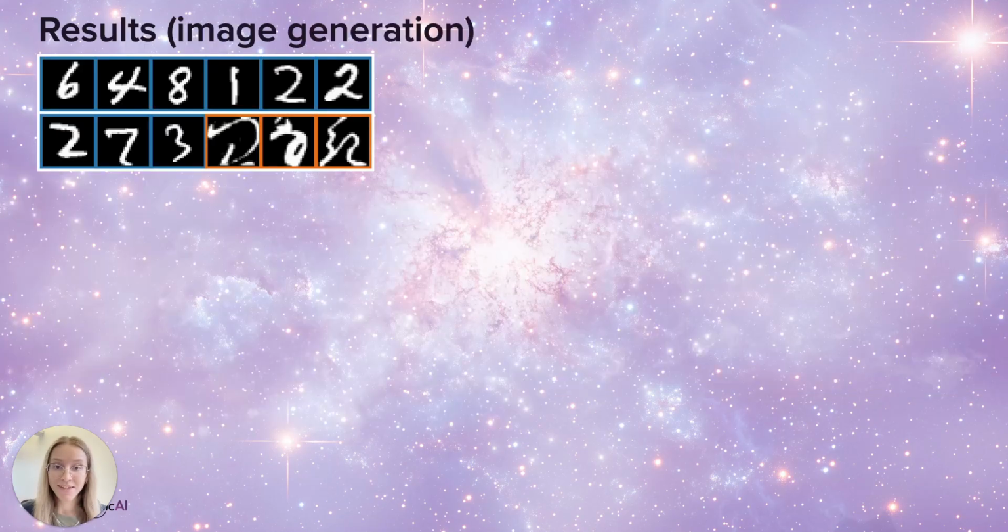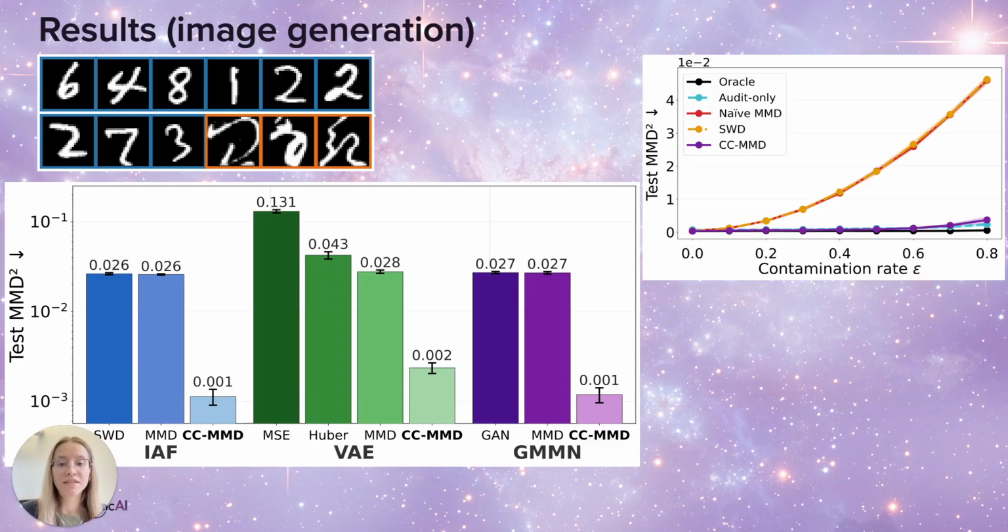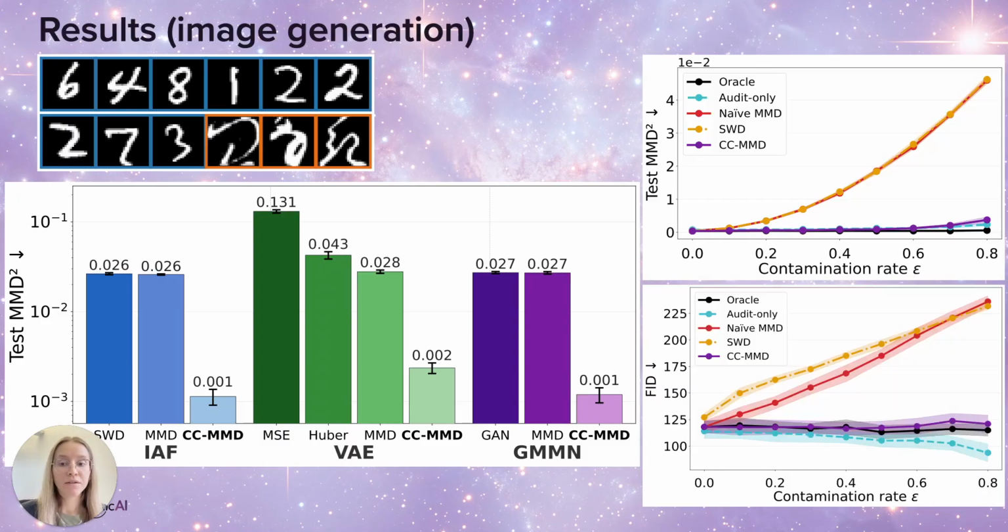In a more demanding task, when CCMMD is used in image generation, we again see that CCMMD outperforms competitors across the architectures. There is no performance degradation with increasing contamination rate. And also the FID plot shows that the quality of the generated images doesn't deteriorate with increasing contamination rate.